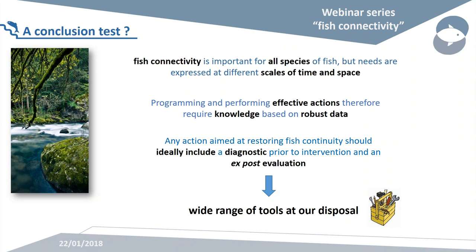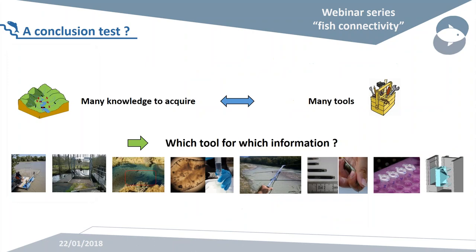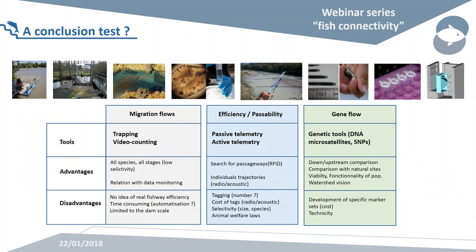We've seen also that we have a wide range of tools at our disposal, and we've seen the importance of asking beforehand which tool we need for which information we need. And the last point of my presentation is this synthesis table. I don't want to describe it. It's just for you to keep in mind. But you have the big objectives like migration flows, efficiency, passability of fishway, gene flow, and which tool corresponds to that objective, with their advantages and their disadvantages.